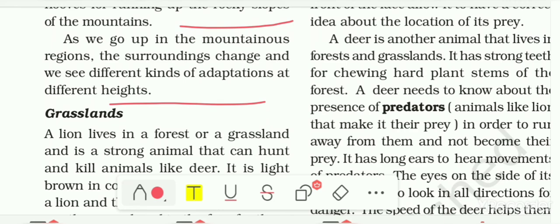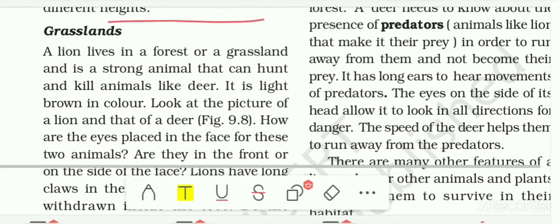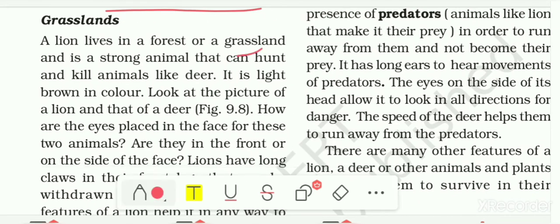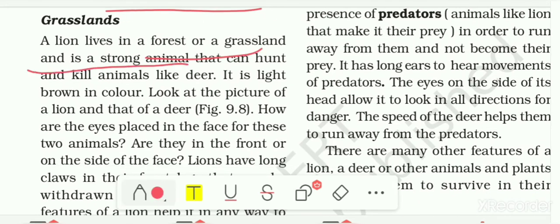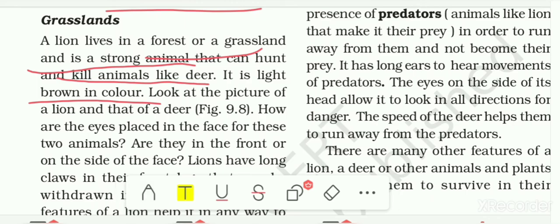The next terrestrial habitat is grasslands. A lion lives in a forest or a grassland, and it is a strong animal that can hunt and kill animals like deer. The lion is an example of an animal that lives in the grassland. It is light brown in color. Look at the picture of the lion and that of the deer.